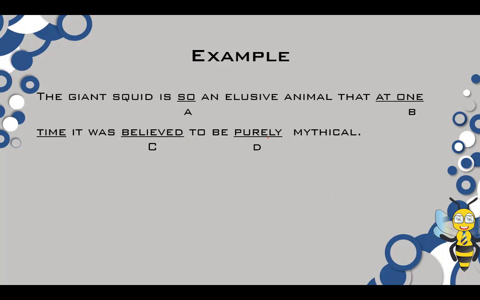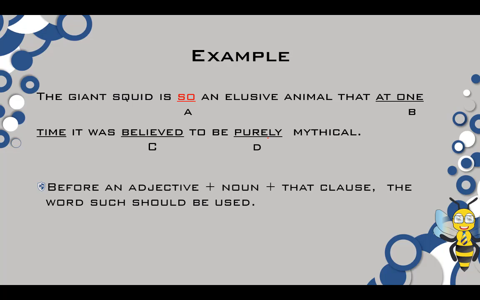Yeah. What about this one? The giant squid is so an elusive animal that one time it was believed to be fairly difficult. That's right. Okay. Here we said that before an adjective and noun, we have a dot plus the word such that should be used. Okay. Such, then we have here an adjective, elusive, and then we have a noun and a dot plus.